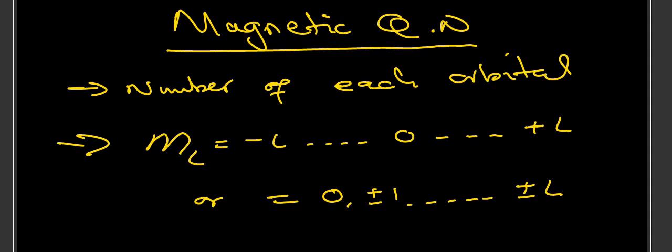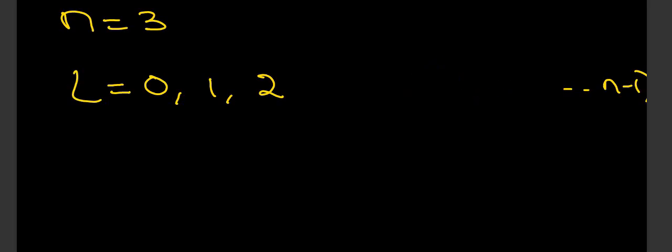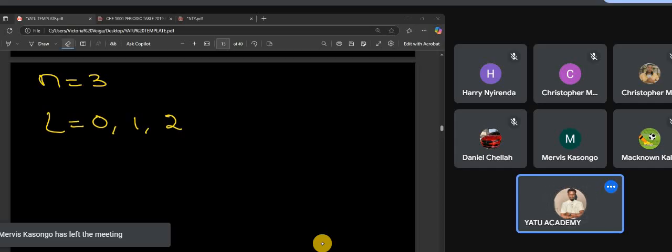So to illustrate, if the principal quantum number is n equal to 3, the L values will be 0, 1, 2. Is anyone lost? We said L values range from 0 until you have n minus 1. Our n is 3, so 3 minus 1 is 2. No wonder we're ending at 2. And you always just indicate whole numbers. Is everyone okay with n and L? Any questions on n and L? Is this okay?